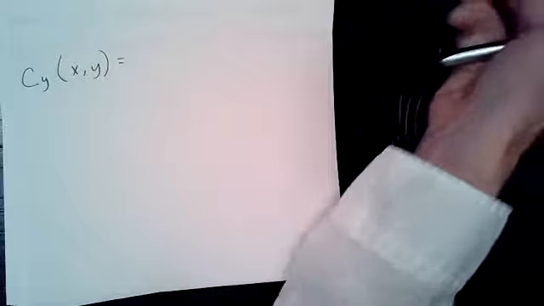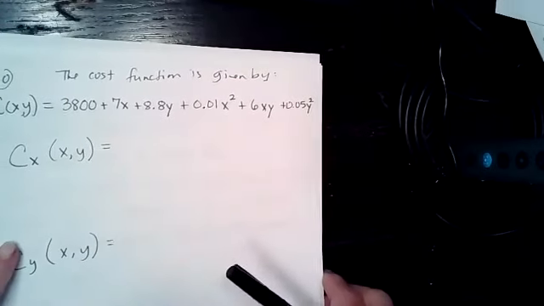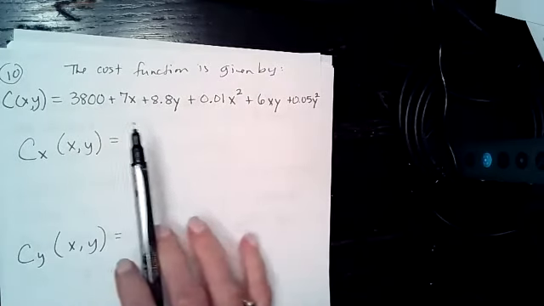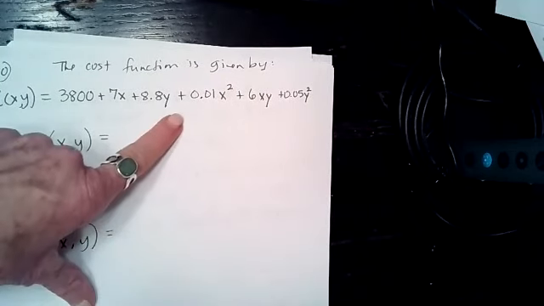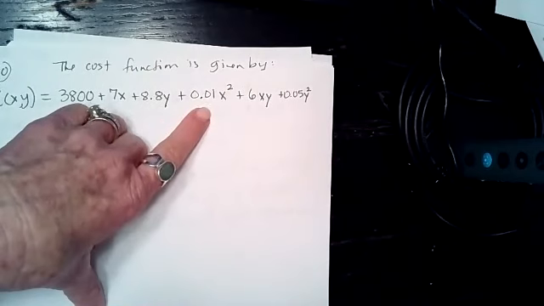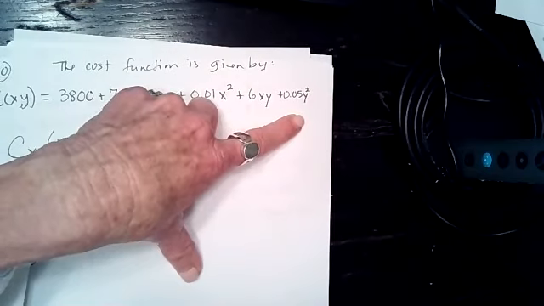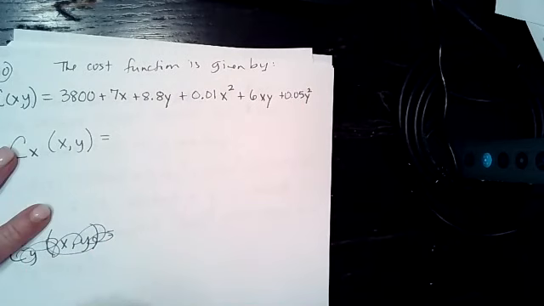Okay, 2 more problems. Yes, no 3. Okay, you're okay. All right, and this looks like a word problem, but it's not. They just give you this cost function. It's 3,800 plus 7x plus 8.8y plus 0.01x squared plus 6xy plus 0.05y squared, okay? And while you write this down, I'm going to write it down again so I can mark it up when I take the derivative with respect to y.